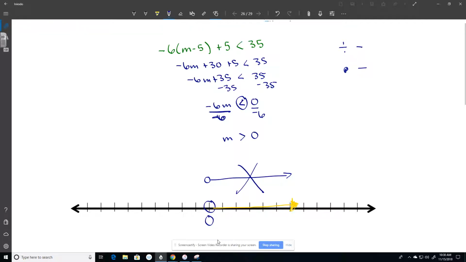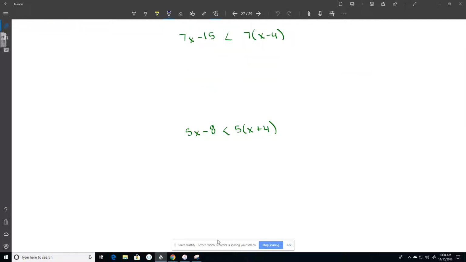Okay, 2 situations to be careful of. As you're solving these, sometimes, in this case, 7x minus 15 is less than 7 times x minus 4. So I've got to distribute that x. And 7 times x is 7x. 7 times negative 4 is negative 28. So 7x minus 15 is less than 7x minus 28. I want to get my x's together. So I'm going to minus 7x, minus 7x. Negative 15 is less than negative 28.